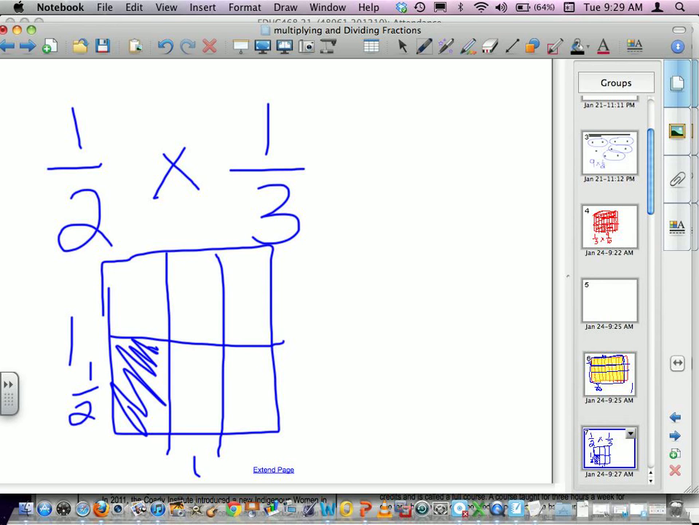Crazy town. Let's think about why this is 1/6. How many ways did I break it when I cut it in half? How many pieces did I break it into? Two. And how many pieces did I break it into when I cut it in thirds this way? Three. And what's the total number of little squares I have now? 6. Because 2 times 3 is 6.